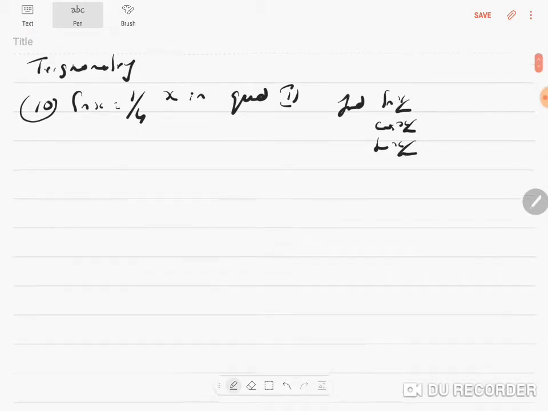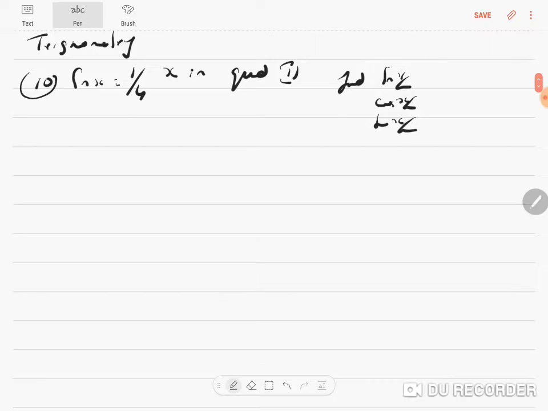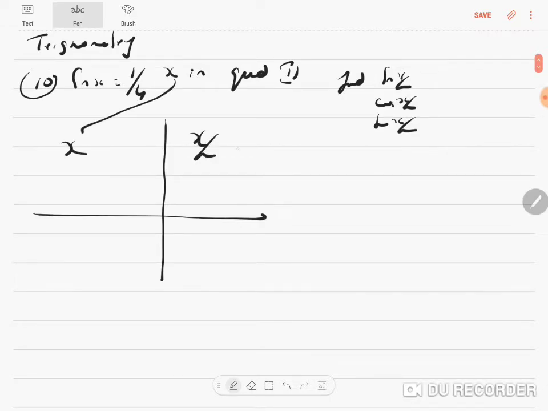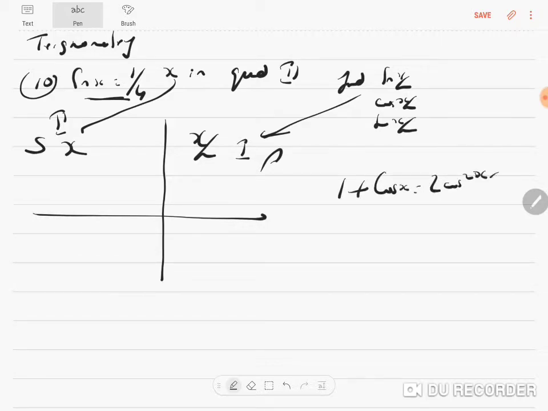The moment they ask you for a half angle, what you should do is first note that x is in quadrant 2. So x by 2 that you're going to find will be in quadrant 1. In quadrant 2, only sin is positive, so it's perfect what has been given. But you want the half angle formula, which is 1 plus cos x is 2 cos square x by 2. So cancel this, bring it down, take the square root. This cos x by 2 is root of 1 plus cos x by 2. You need a cos x.